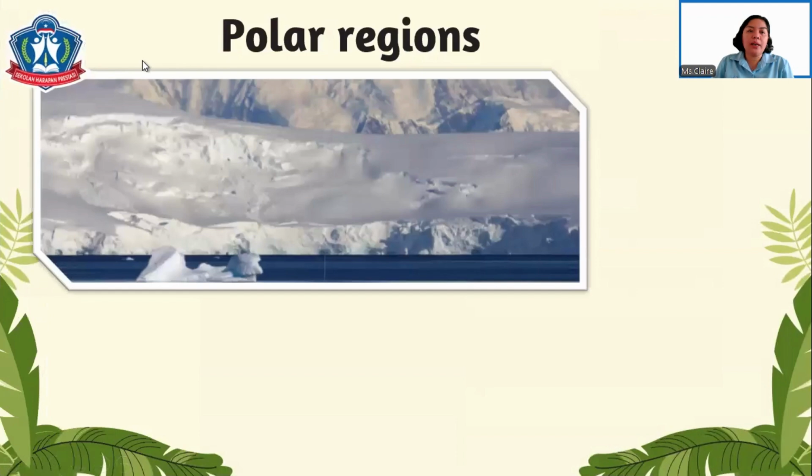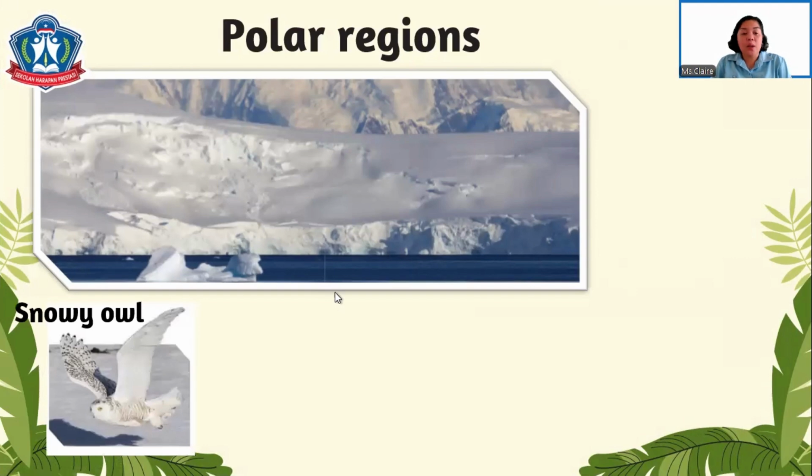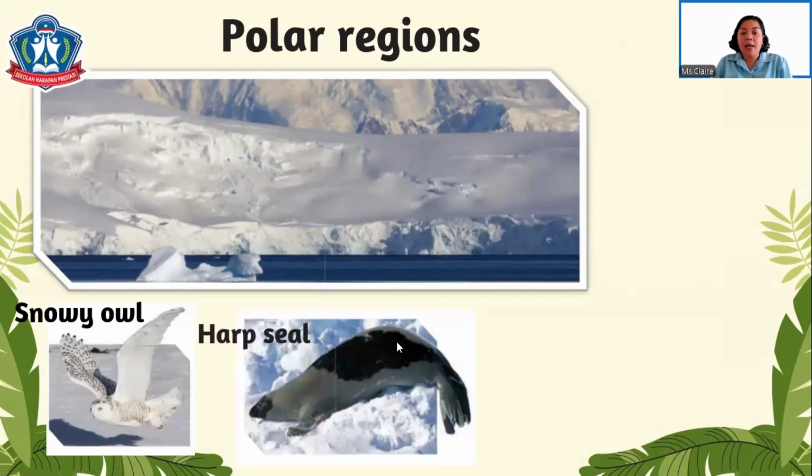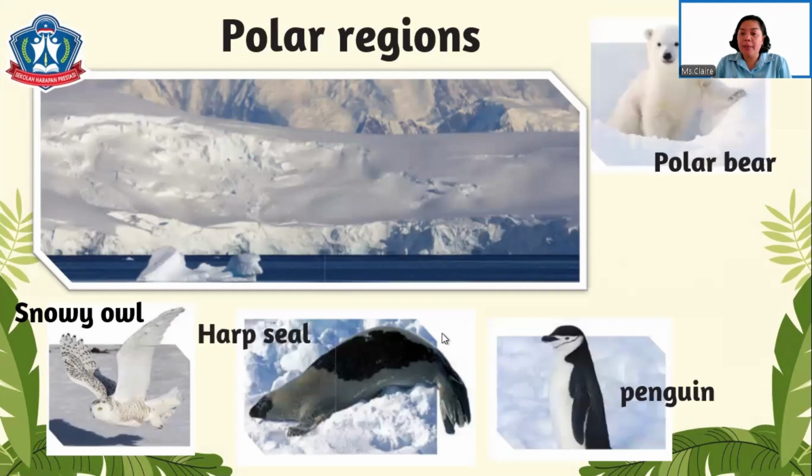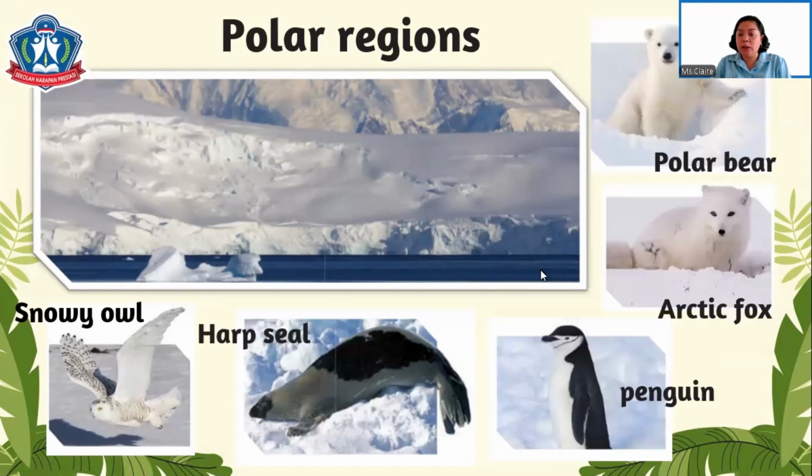We have here the polar regions. Polar regions are places on Earth that are very cold. They have extreme coldness. The animals that live there are the snowy owl, the harp seal, penguin, polar bear, and also Arctic fox. These animals, children, can live in polar regions because their body structure and body covering are suited to extreme cold weather.